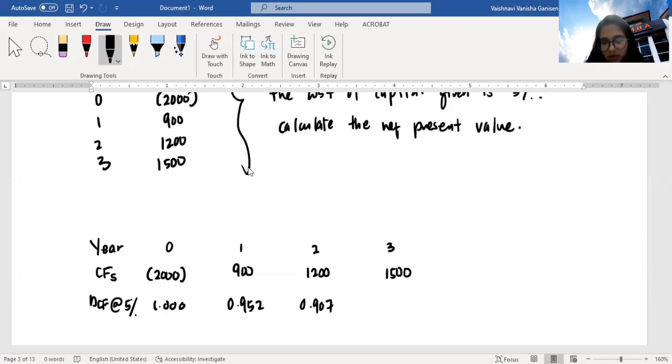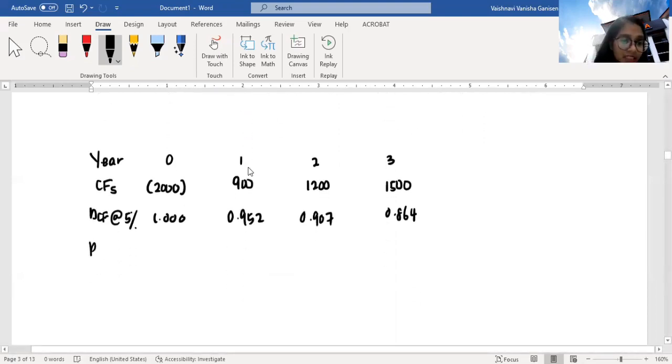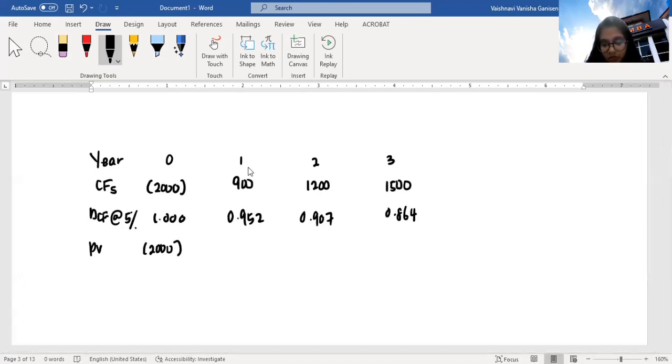0.907, 0.864. Okay, now calculate the present value of cash flows. So 2000, okay, 900 multiply 0.952, 857. 1200 multiply 0.907, 1088. 1500 multiplied by 0.864, 1296.